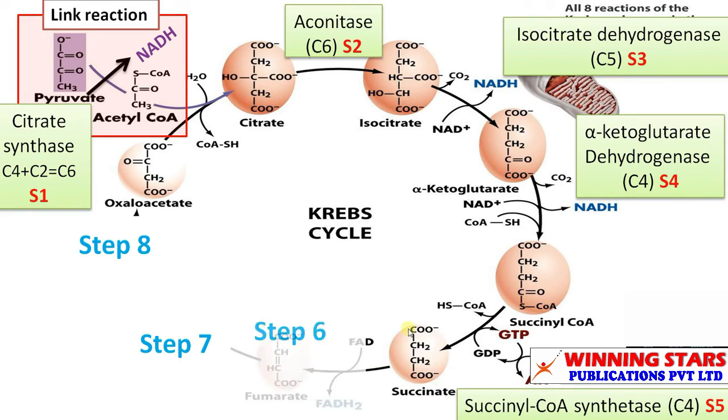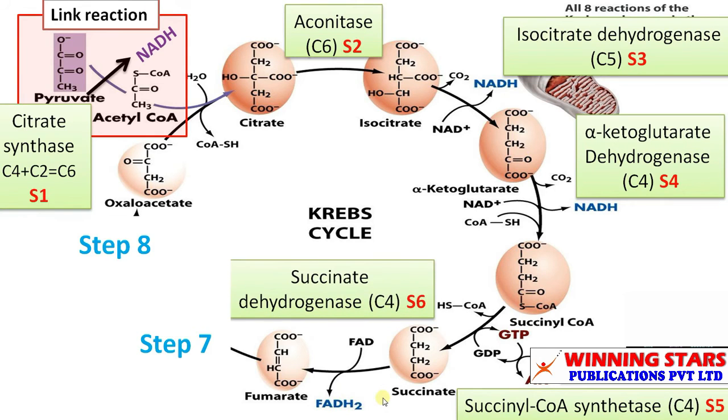In step 6, succinate is converted to fumarate. Succinic acid is converted to fumaric acid. And this is a dehydrogenation reaction where FAD is converted to FADH2, and the enzyme is succinate dehydrogenase, and this is the only enzyme in Krebs cycle that is located on the mitochondrial inner membrane. So it is very easy to remember: FADH2 is formed during the formation of fumarate, F and F.